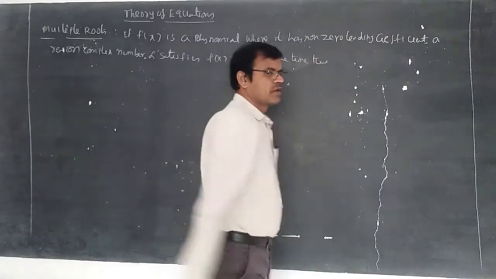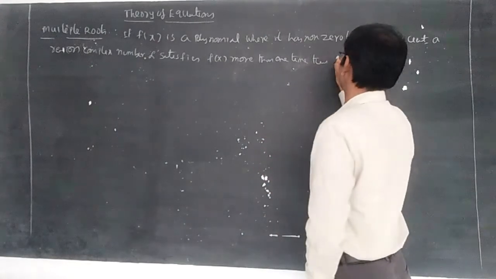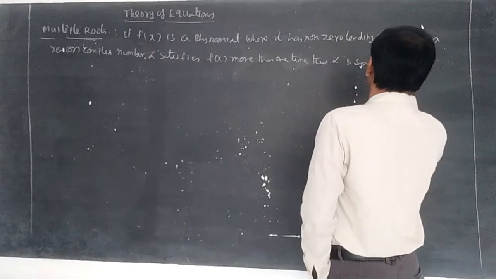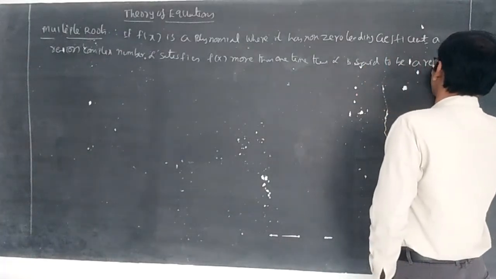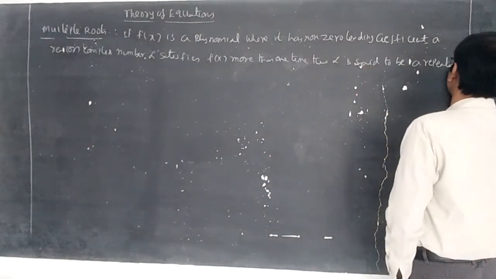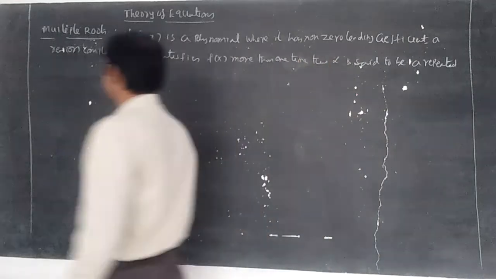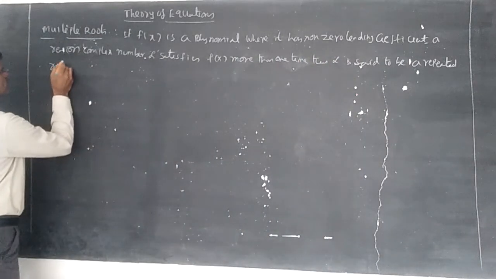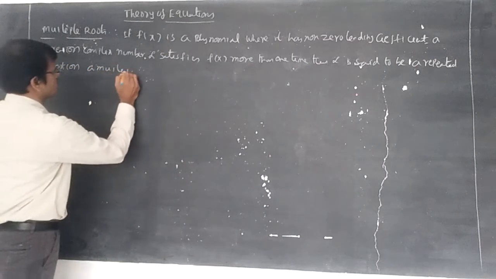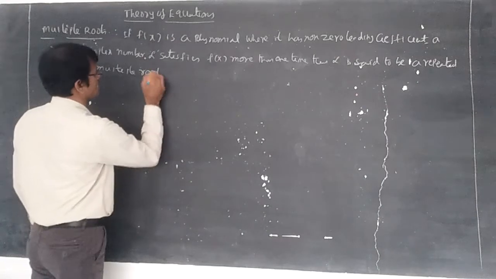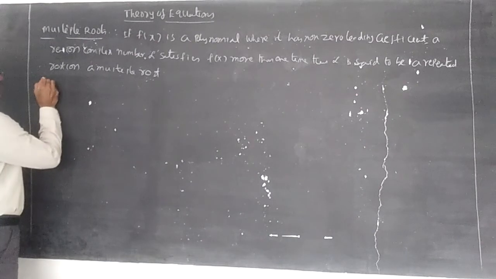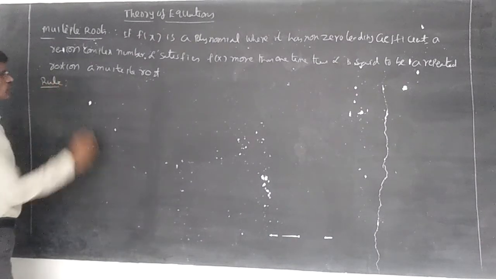Alpha is said to be a repeated root or a multiple root. This rule I am going to discuss with you.